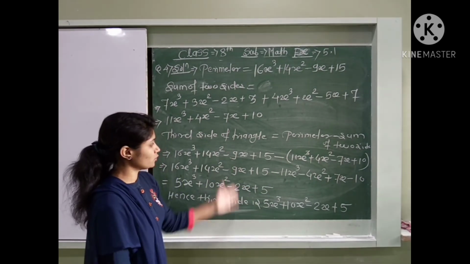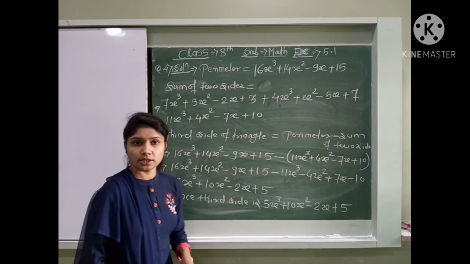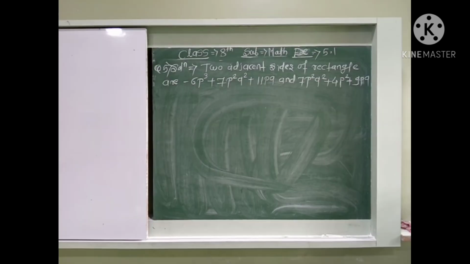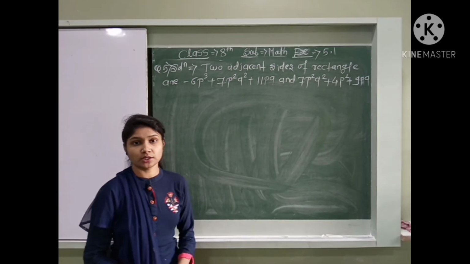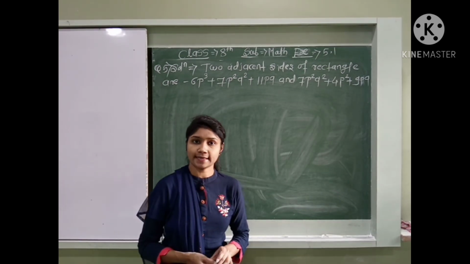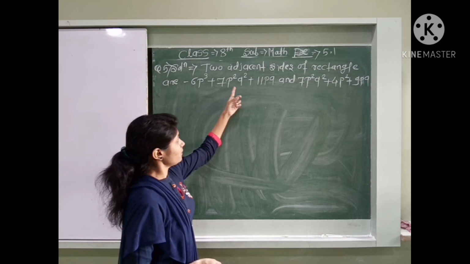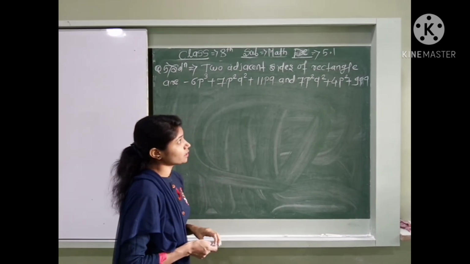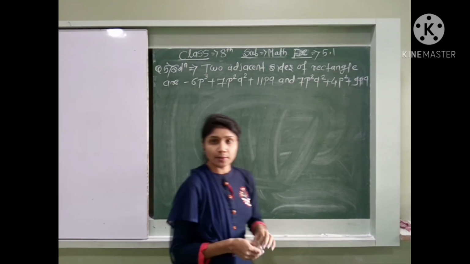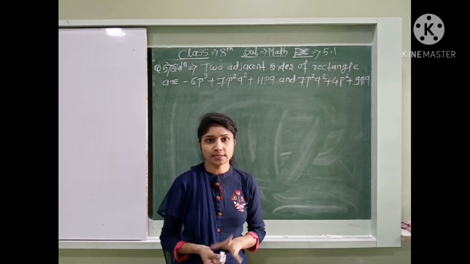Understand? This is how we solve question number 4. You have to properly note it down in your notebook. So student, question number 5. Two adjacent sides of a rectangle are given: minus 6p cube plus 7p square q square plus 11p cube, and 7p square q square second side plus 4p square plus 9p cube.